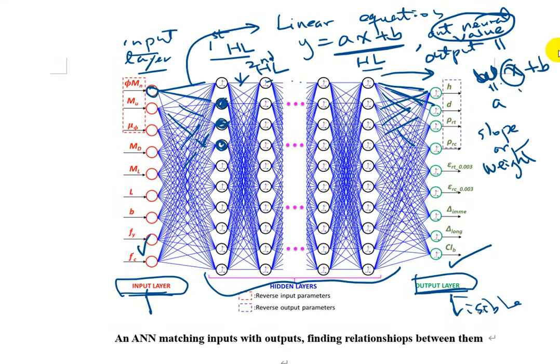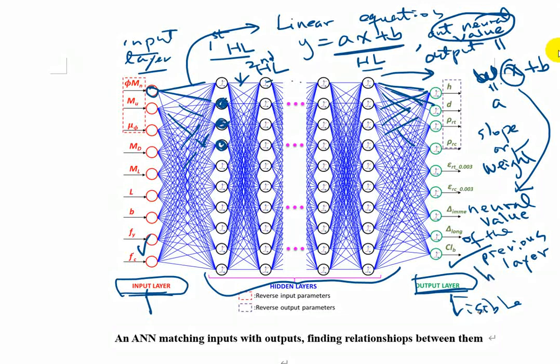I will say here, x is the neural value of the previous layer, the previous hidden layer, if you will. So this is the input and this is the output for this relationship. For this relationship, this is input and this is output.